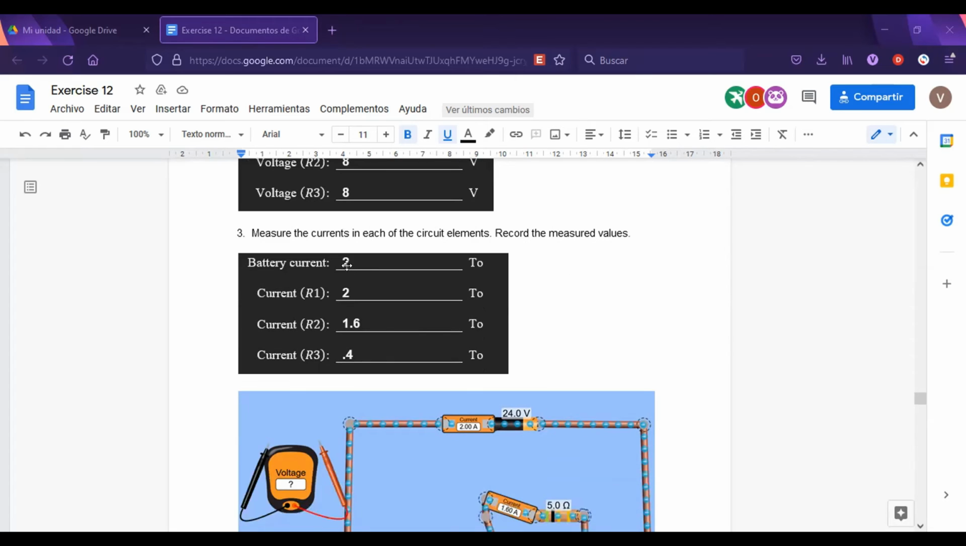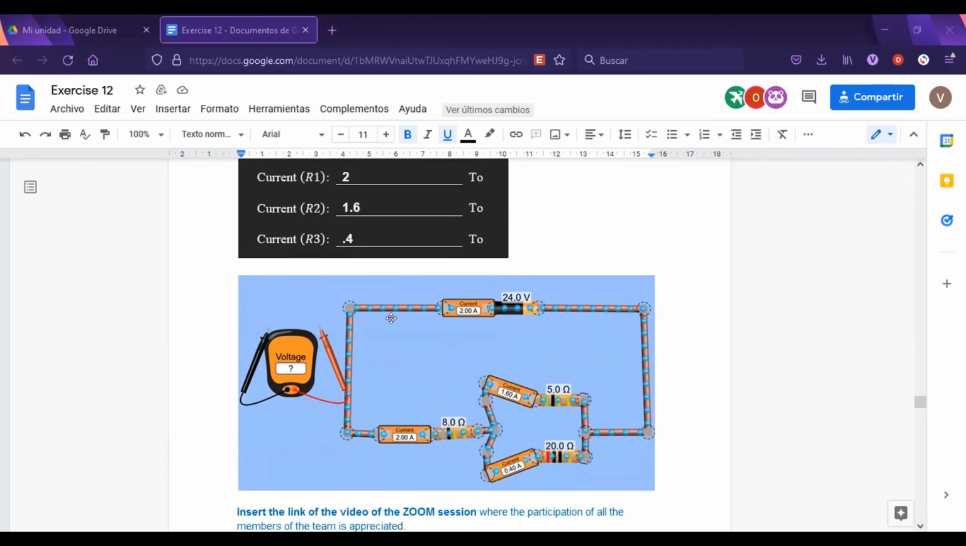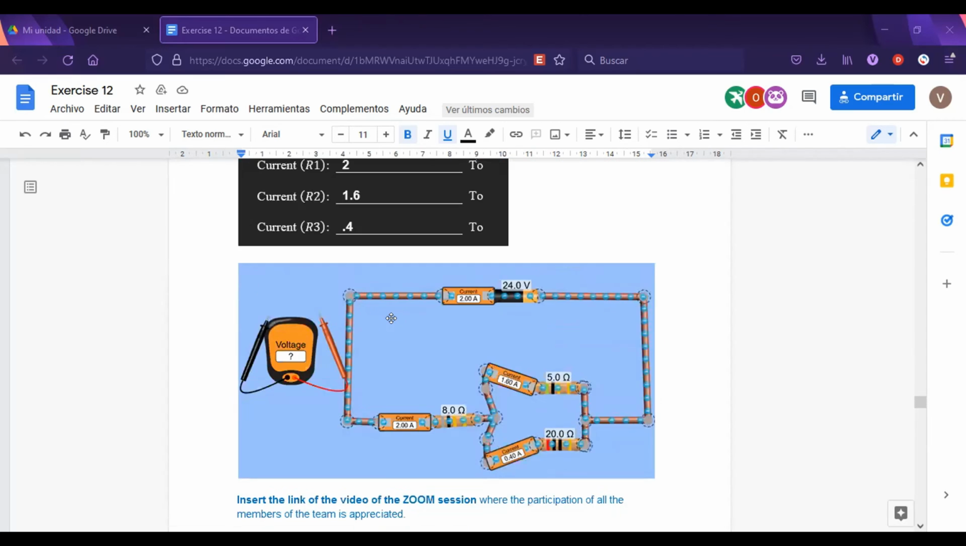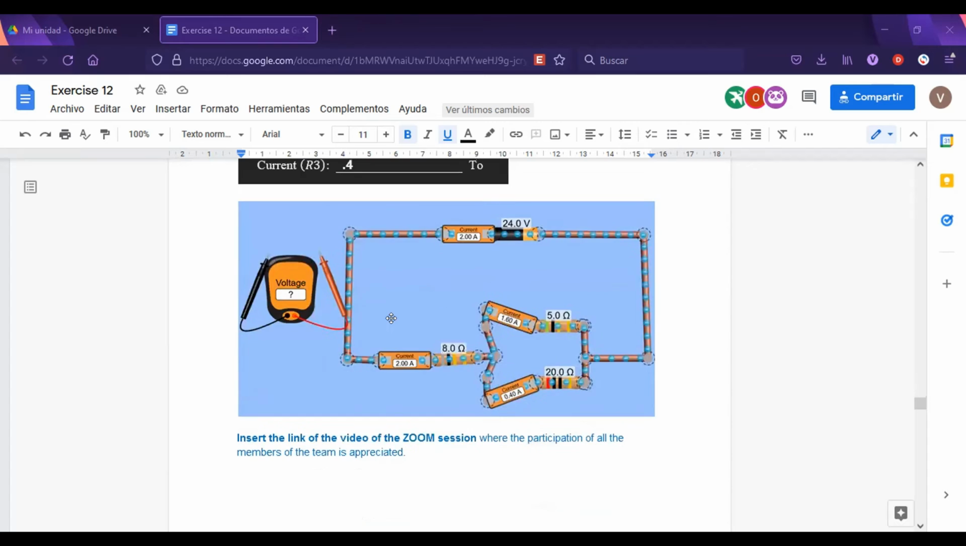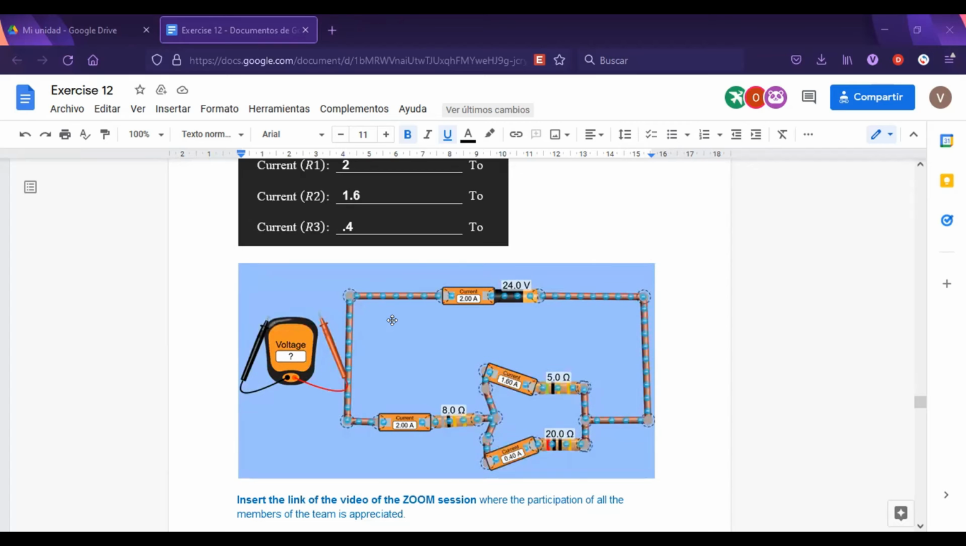And the total current of the battery is 2 amps. And for resistor number 1 it is 2, and for numbers 2 and 3, 1.6 and 0.4 respectively. And here's a picture of the circuit actually built in the simulator.